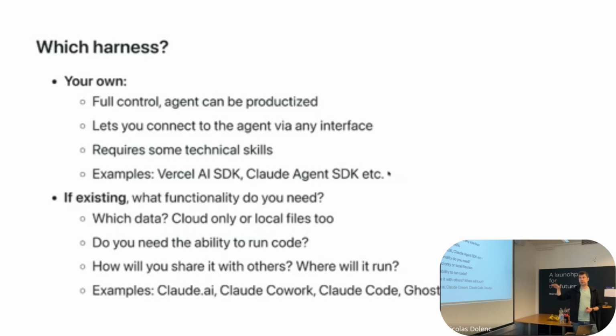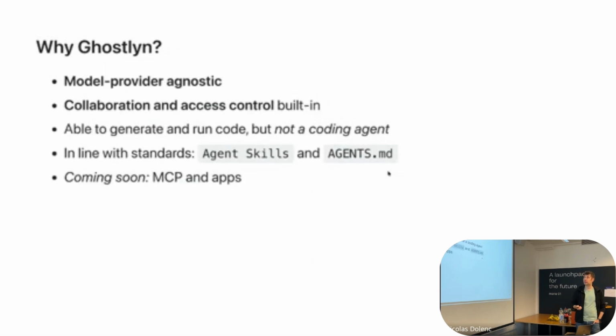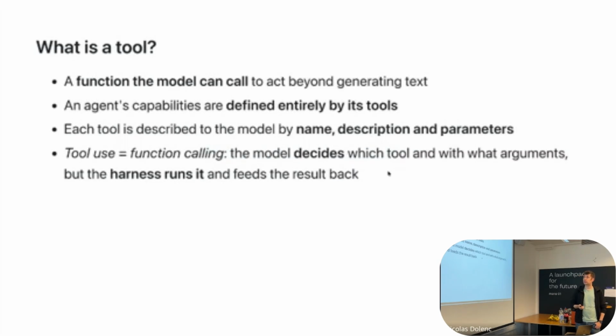And then as we go further down the list, this is more in the territory that Ghostlyn answers, but it's how do you actually share the thing you've built with others? How do you collaborate? Where is it going to run? Is it going to run just on your computer or Mac Mini, like OpenClaw, or is it going to be running in the cloud somewhere so you don't need to worry about the infrastructure? There's some examples there. Ghostlyn, I'm not going to go too much into this. You'll hopefully get to try it out soon, but it's just one harness out of many, but opinionated in some sense.